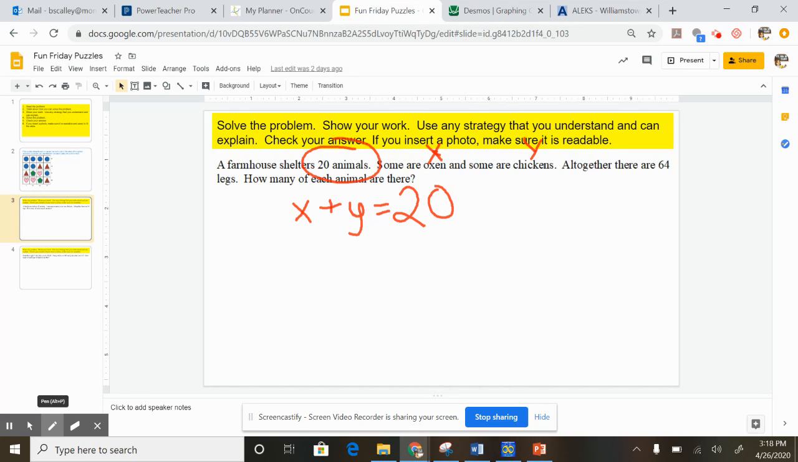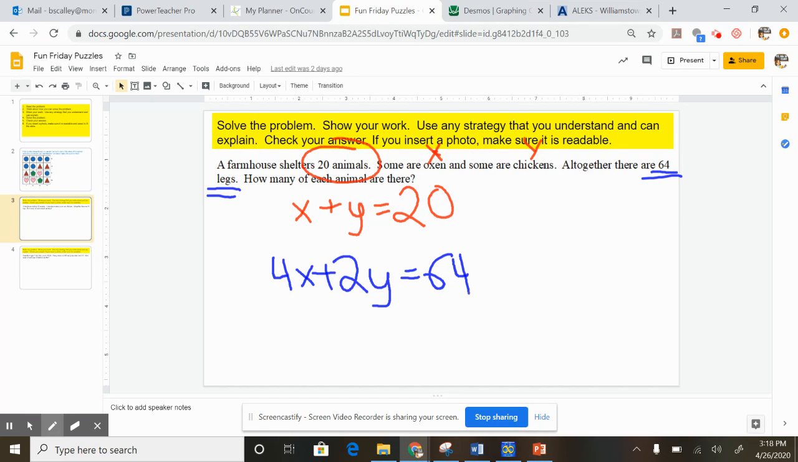From there, the other information I know is that there's 64 legs. Well, think about it. Oxen have 4 legs and chickens have 2 legs. So the oxen are X, 4 legs for every ox, plus 2 legs for every chicken, 4 for the ox, 2 for the chickens, must equal 64.